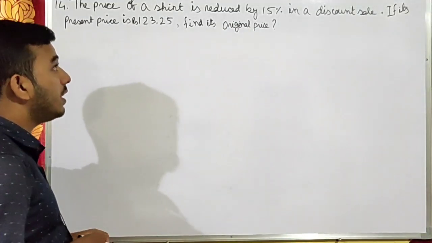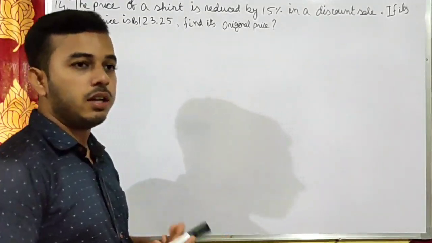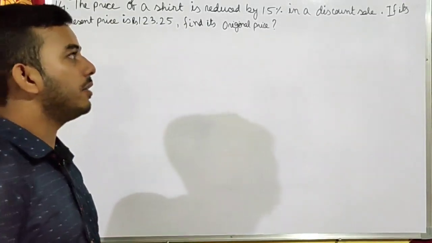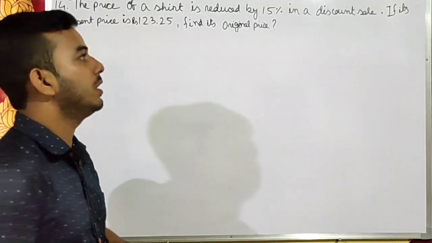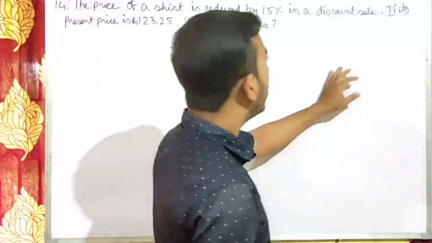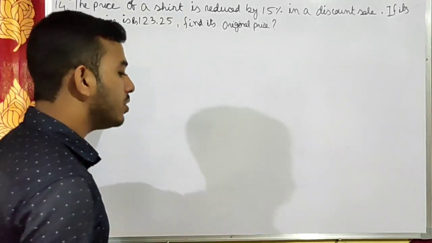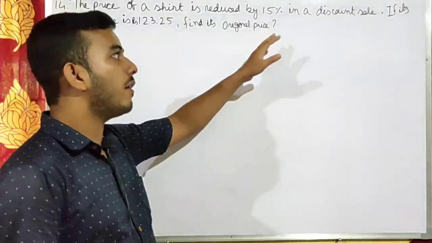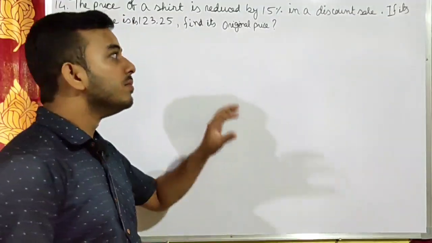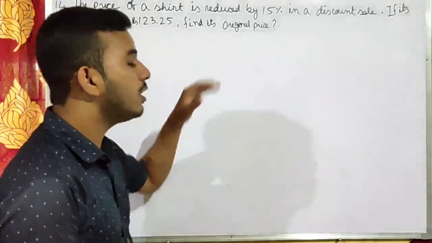The price of a shirt is reduced by 15% on a discount sale. Reduction and discount are the same thing, so we have 15% off on a shirt. If its present price is 123.25, find its original price. That is, after discounting 15% from the original price, the present price of the shirt is rupees 123.25. Now we have to find the original price of the shirt.